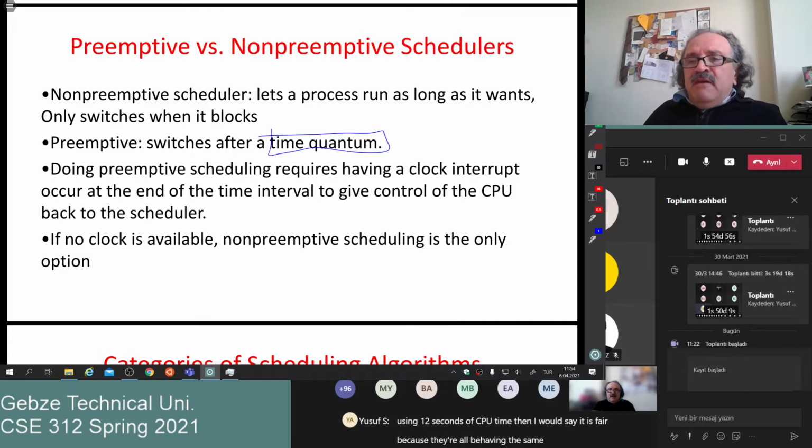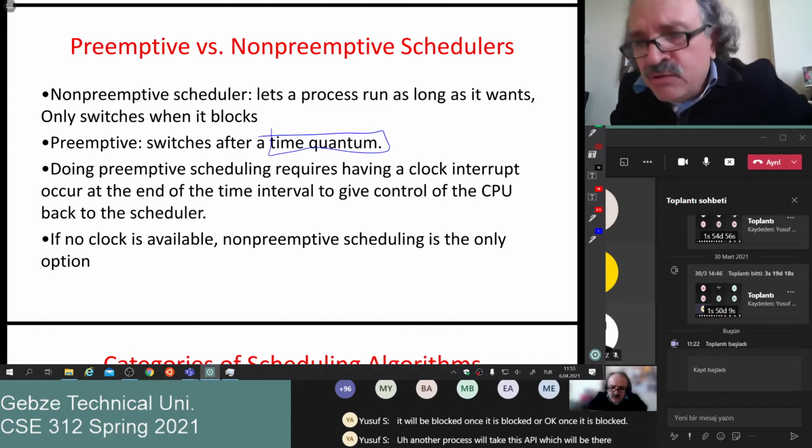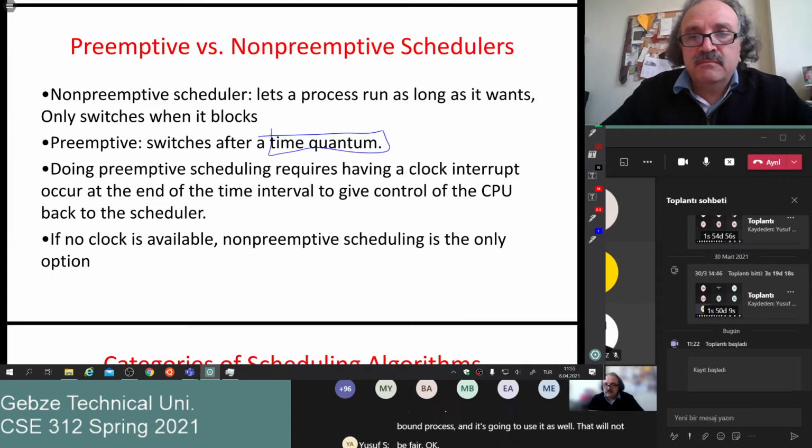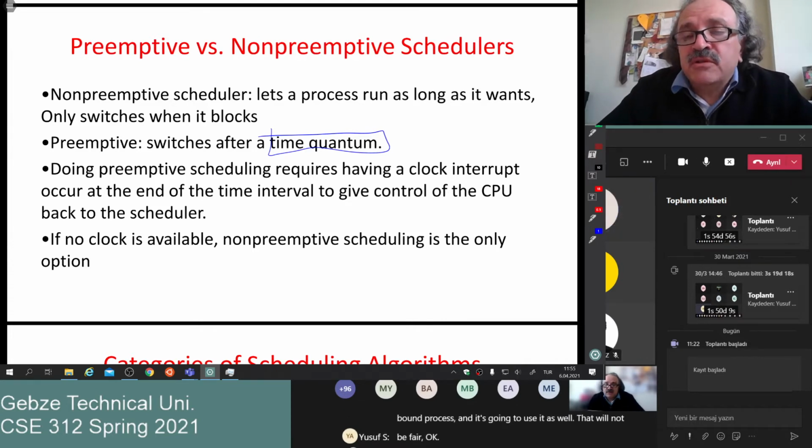But if some of the processes are CPU bound and some of them are IO bound, then yes, you cannot be fair in these kinds of cases, because one of the processes will take the CPU for a very short amount of time. It will need the data. It will be blocked. Once it is blocked, another process will take the CPU, which will be the CPU bound process, and it's going to use it. So that will not be fair. Again, it depends on your operating system.